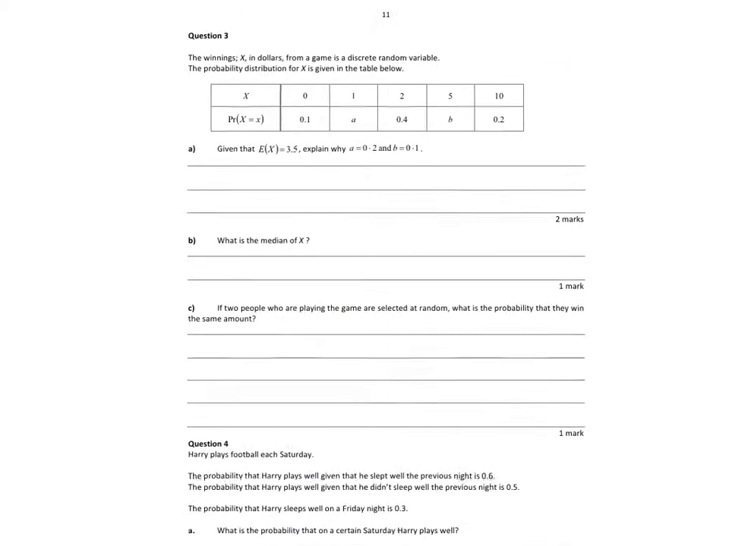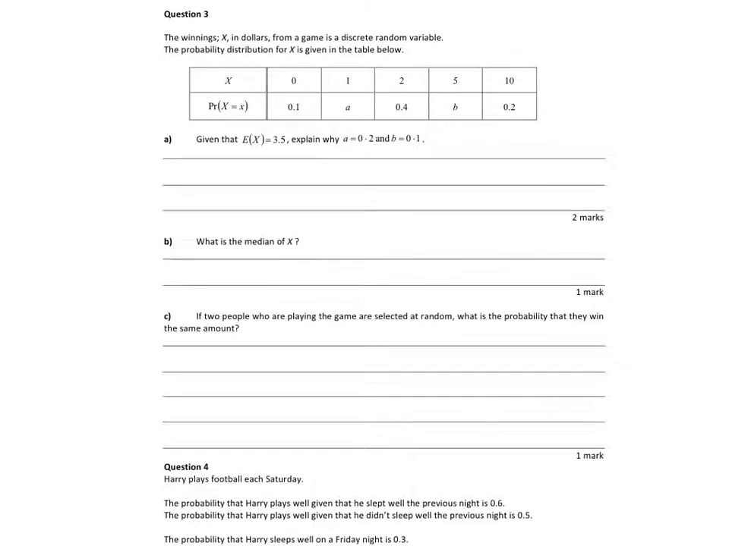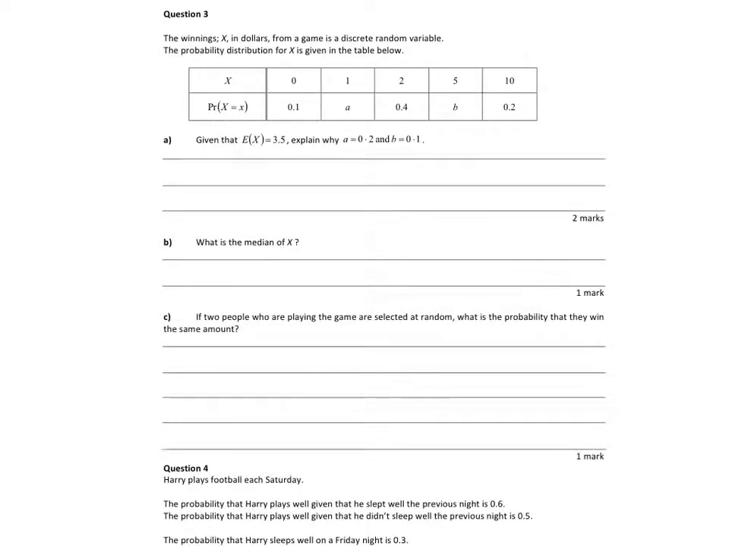Question 3. Again, we've just got a discrete variable here, and given E of x is 3.5, but a is 0.2 and b is 0.1. Okay, so first things first, we know that they all have to add up to 1. So 0.1, 0.4, 0.2 adds up to 0.8. So a plus b is equal to 0.2. And E of x has got to mean x times p of x.